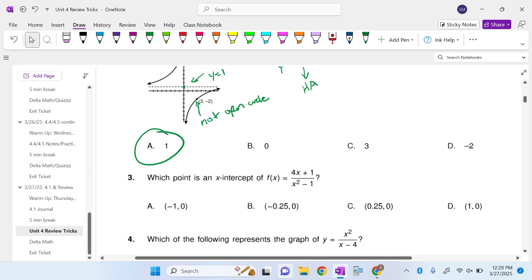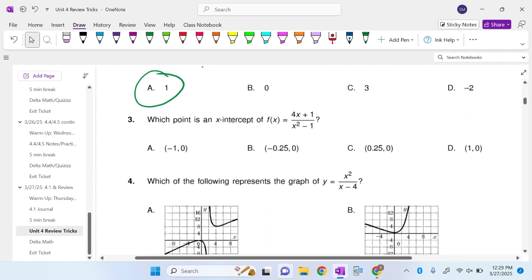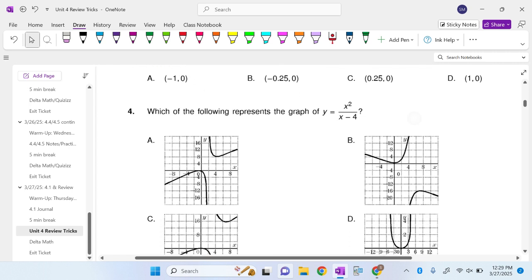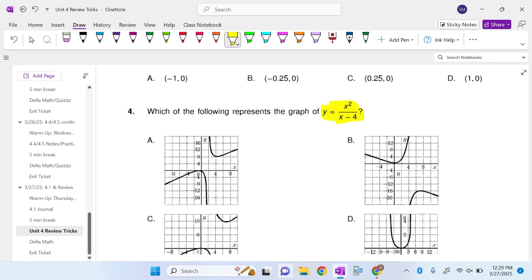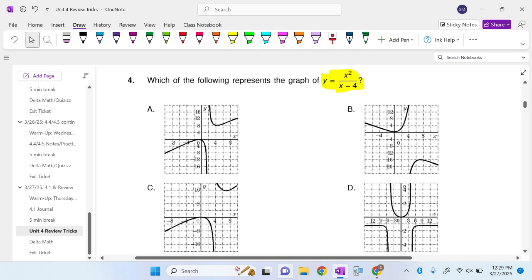X-intercept: obviously graph it, find where it crosses the x-axis. I'm not going to go through that one. Which of the following represents the graph? If you don't graph this function in Desmos, I will judge you completely. So graph it in Desmos, see which one looks the most like it. Some of them may look similar, so at that point, find points that line up on the graphs and in Desmos, and see which one lines up. So take a minute, graph it. Tell me what you get.